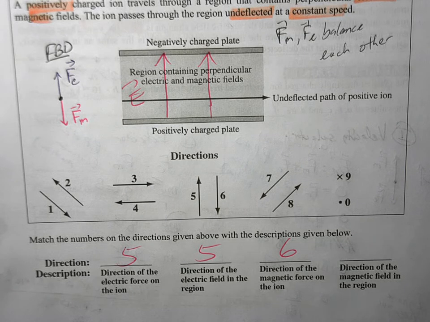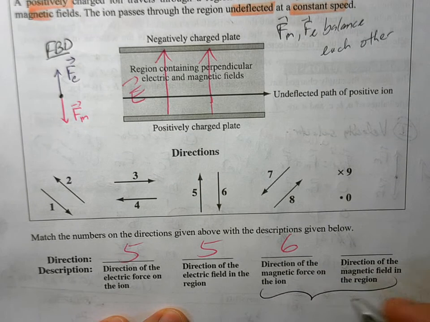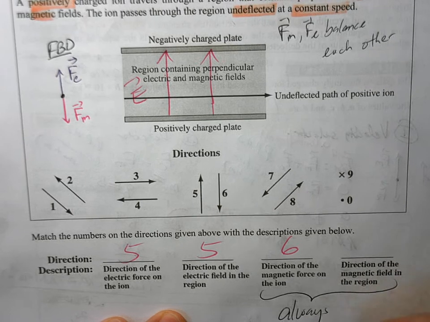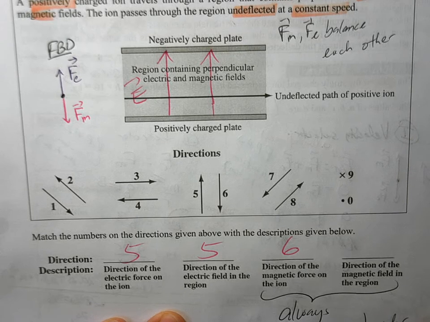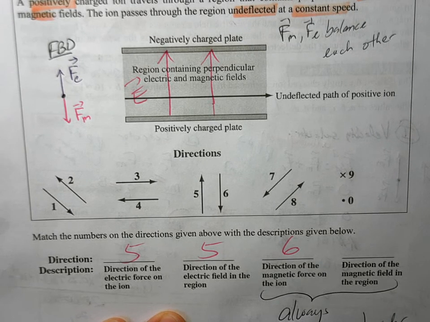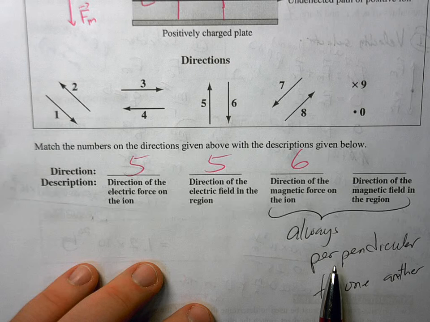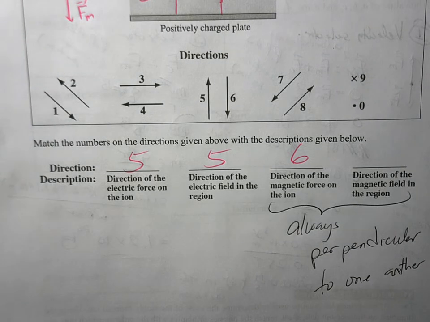The last one's the direction of the magnetic field. A lot of people get magnetic force and magnetic field directions mixed up, or they think they're the same thing. They're not. They're related, but they will always be perpendicular to each other. So this is really important. These are always perpendicular to one another. To find that direction of the magnetic field, that's going to require a hand rule.